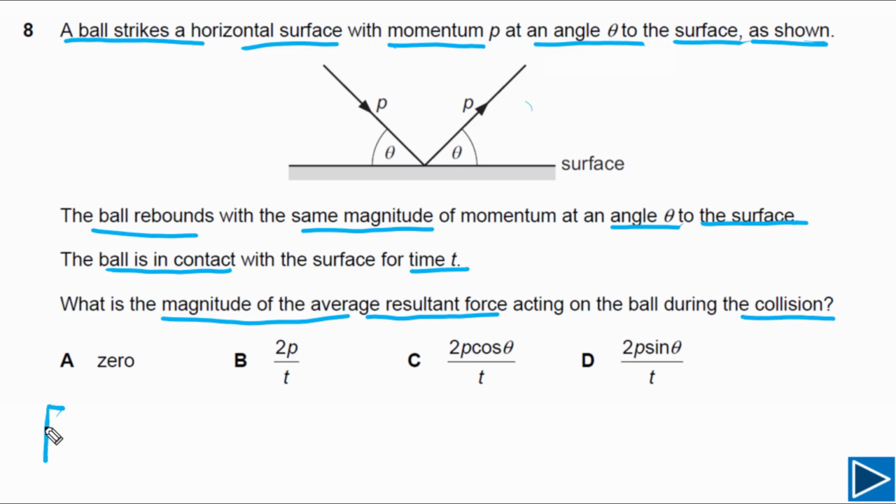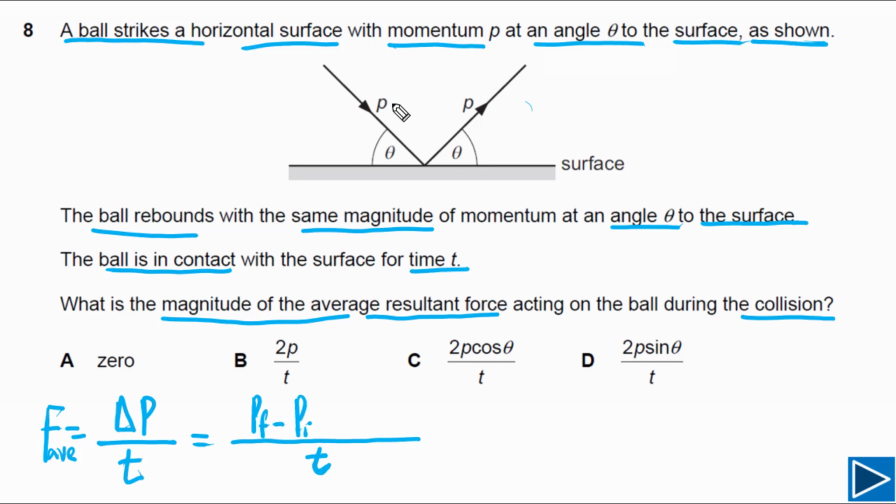First of all, we need to understand how to calculate average resultant force. Average resultant force is equal to the change in momentum over time. But time is already given, that is equal to t, so we do not need to calculate it. We need to find the change in momentum, so we need to find P final minus P initial. Now let's say this is our P initial and this is P final.